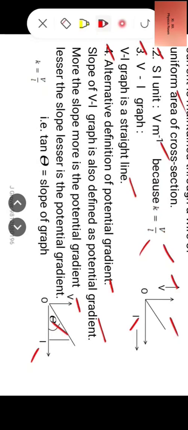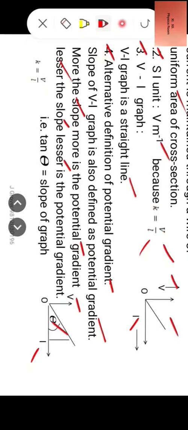So V by L is tan theta and is the slope of the V-L graph. So the slope of the V-L graph is also defined as potential gradient. More the slope, more is the potential gradient. Lesser is the slope, lesser is the potential gradient.